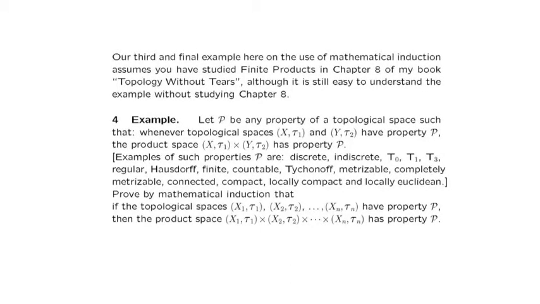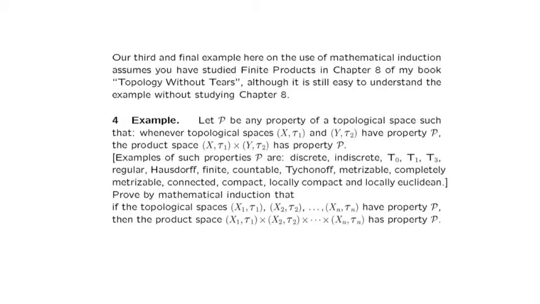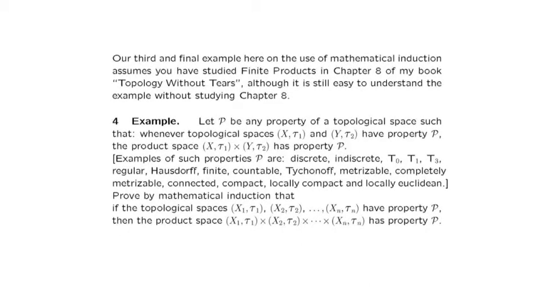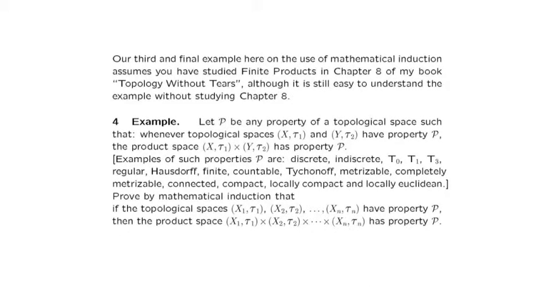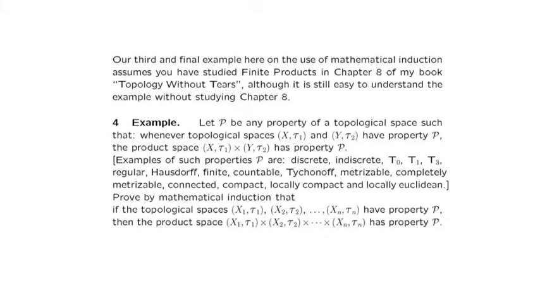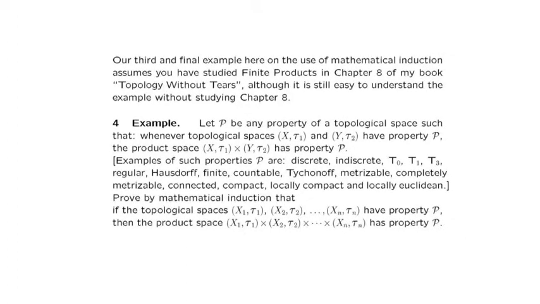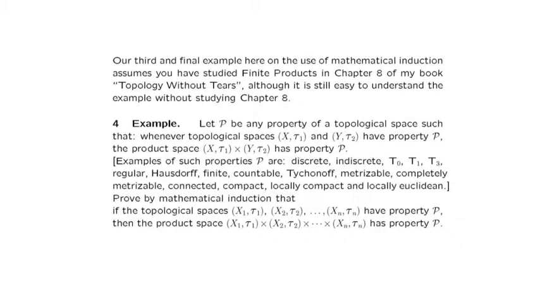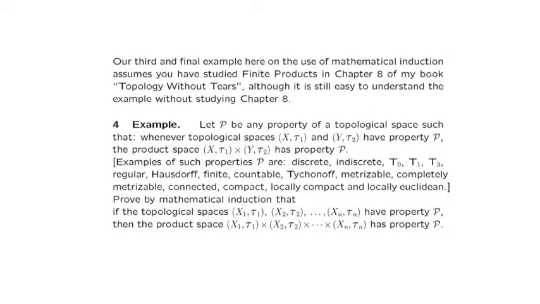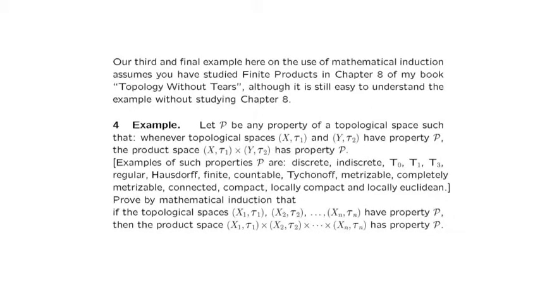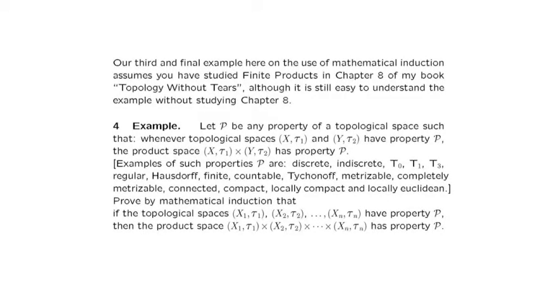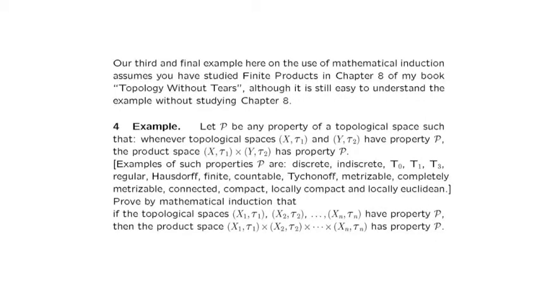We are asked to prove by mathematical induction that if the topological spaces (X1, τ1) up to (Xn, τn) have property P, then the product space (X1, τ1) up to (Xn, τn) has property P. In other words, if we assume that we have a property such that the product of two spaces with this property has the property, then any finite product of spaces with this property has the property.